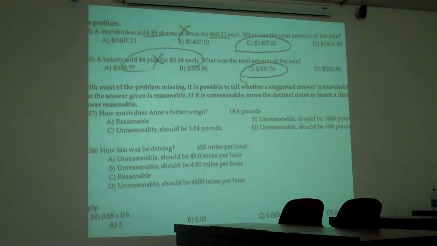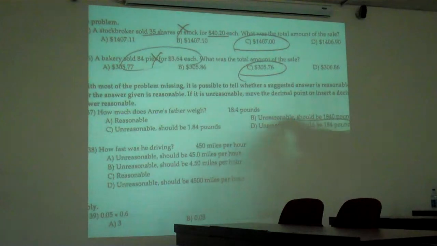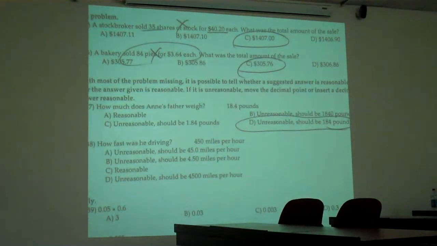Okay. How much does Ann's father weigh? Does that seem reasonable, 18.4? You move the decimal, where would you put it? 184 or 1,840 pounds? Probably 184, huh? 1,840, huh?